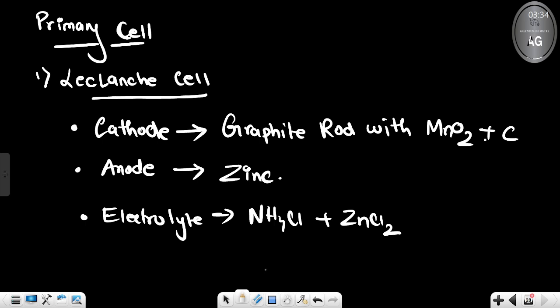Clear? For the Leclanche cell, you just need to remember these three things and the reaction. Nothing else you need to remember, no working diagram. Cathode: graphite rod, plus carbon, plus MnO2. Anode: zinc. Electrolyte: ammonium chloride, zinc chloride. Done. Now come to the cell reaction.